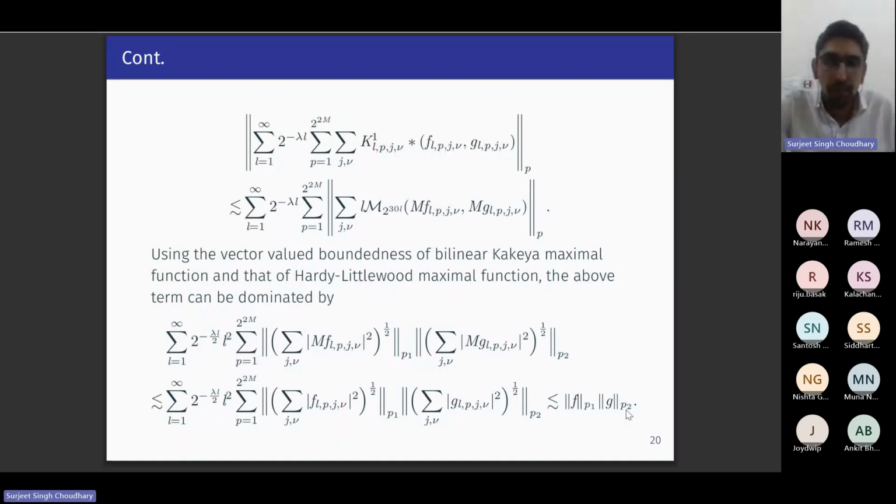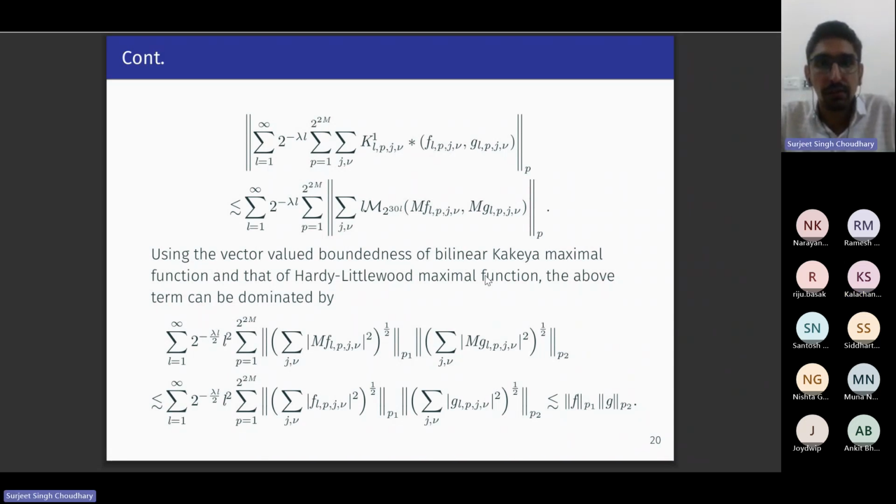So this completes the proof for the boundedness of the bilinear Bochner-Riesz means associated with convex domains, barring the L p boundedness result for the bilinear Kakeya maximal function in its vector valued version.